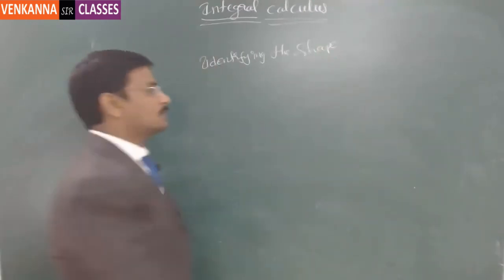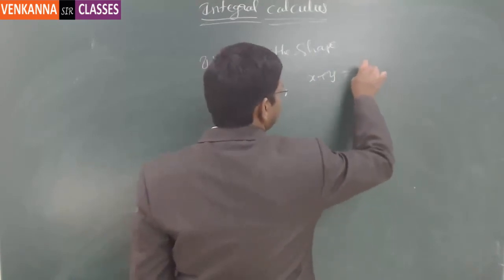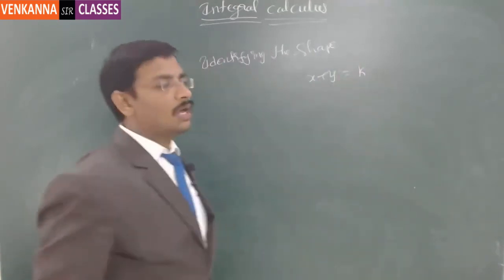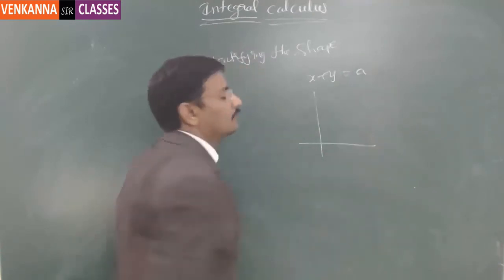That is, suppose I say that x plus y is equal to k. So in two dimensions, what is the shape of this? x plus y is equal to a, let us say. What is the shape of this?